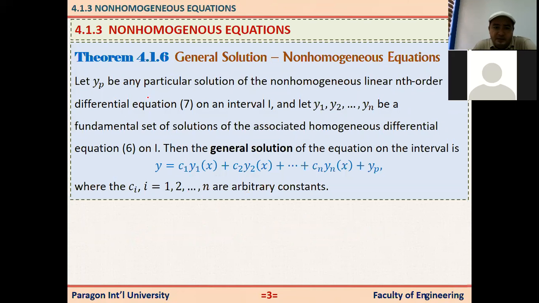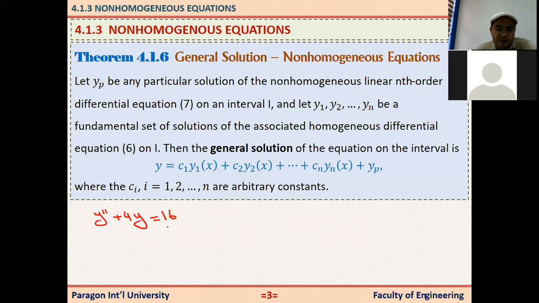Let Yp be any particular solution of the non-homogeneous linear nth order differential equation set. Okay, any particular solution on an interval I. By that we mean, for example, just one example here, y double prime plus 4 times y equals 16. If you think about this, what is the order of this differential equation? Second order, right? Is it linear?